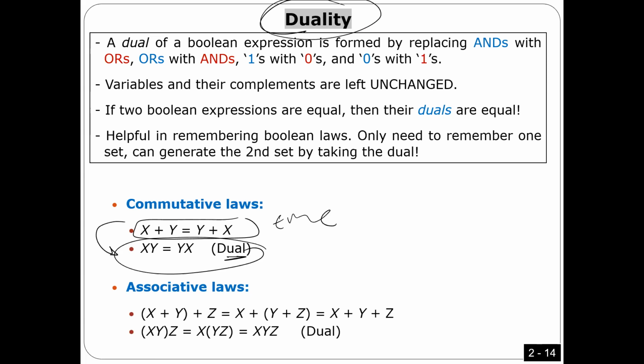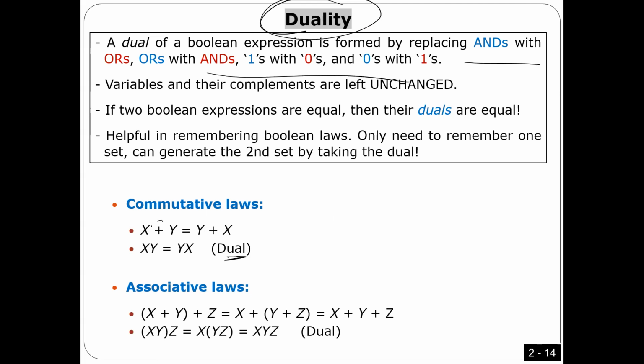To calculate the dual, as I told you here, any or should be and. That's what I'm saying here: convert and to or, any or make it and. Any one, make it zero. Any zero, make it one. Anything else, don't change. So variables don't change, variable complements don't change. And this is interesting because if we have 100 rules, I can make it only 50, right? Because the other 50 you can get from the dual.